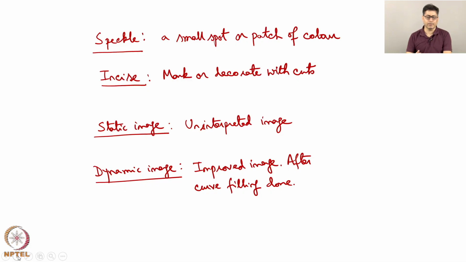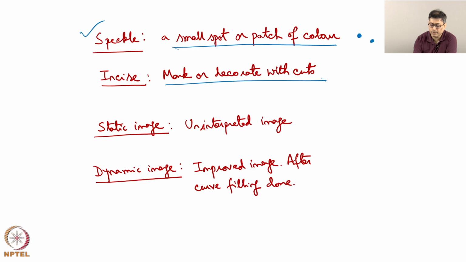And in the course of upcoming discussion, a few terms we are going to use. Speckle means a small spot or patch of color. A small spot or a patch of color will be indicated by speckle. Incise means to mark or decorate with cuts. So, several cuts will be visible.